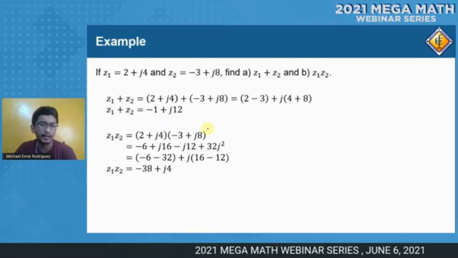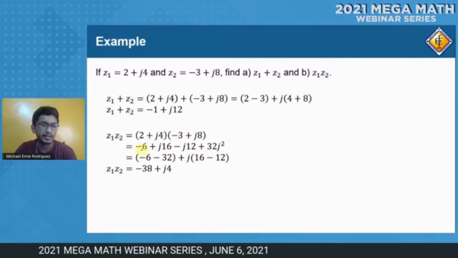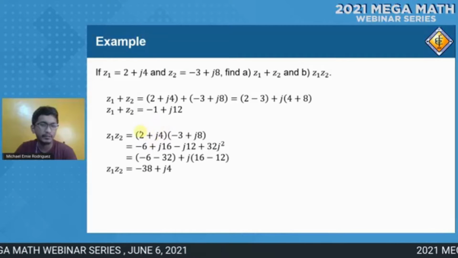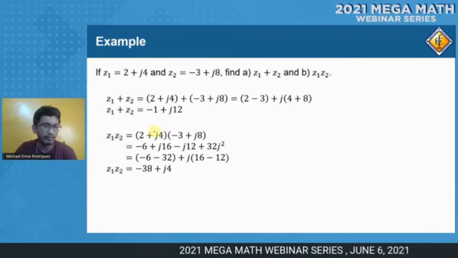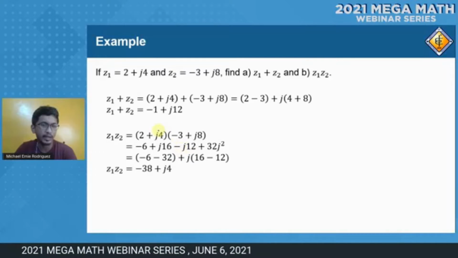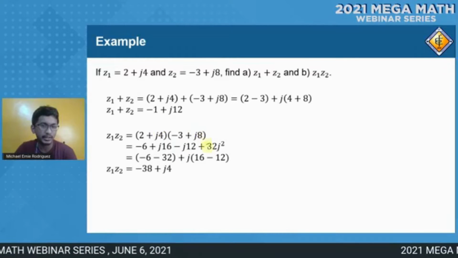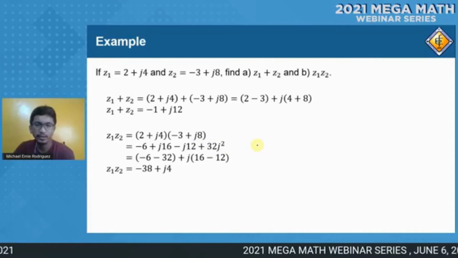So, we apply FOIL method. So, we have 2 times negative 3. So, that is negative 6. And then, 2 times j8. That is plus j16. And then, j4 times negative 3. That is negative j12. And last, we have j4 times j8. That is 32j squared.